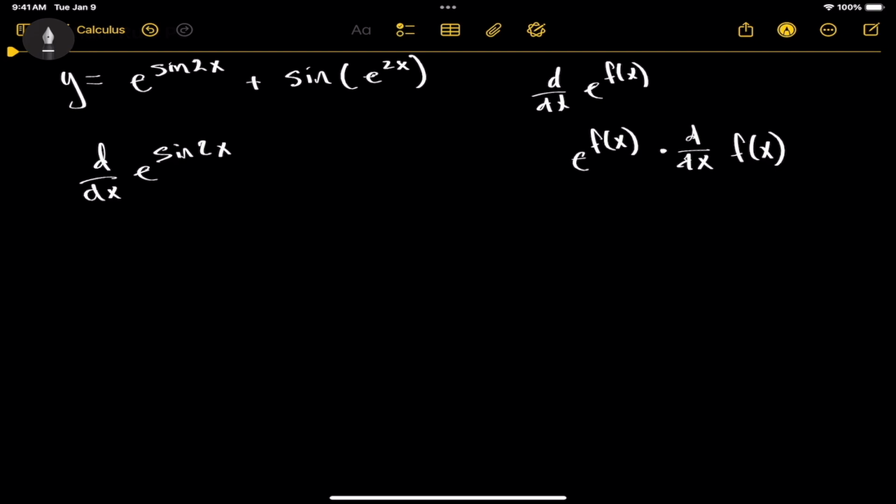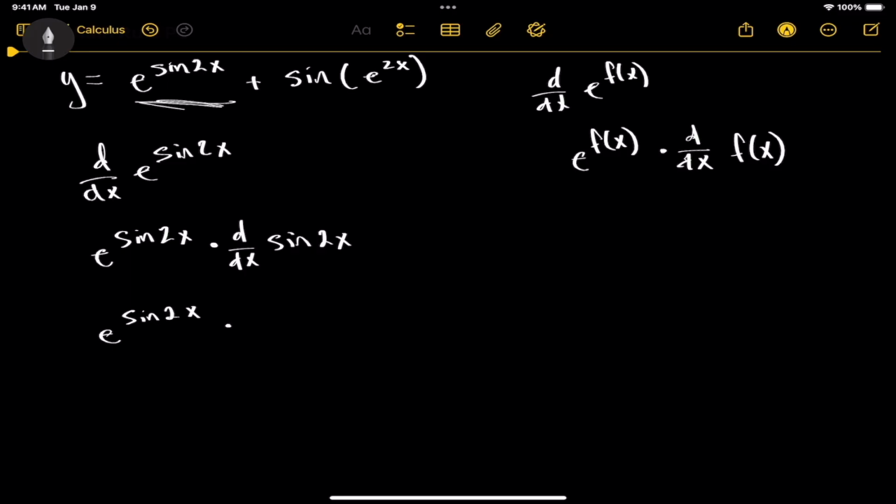So all we have to do for the first term is rewrite e^(sin 2x) and then take the derivative again of that inner function, or the exponent here in this case, which is sine 2x. We're dealing with the first term right now. We'll do the second term in a different color, but right now we're just working with the first term. So we rewrite this: e to the power of sine 2x, multiplied by the derivative.